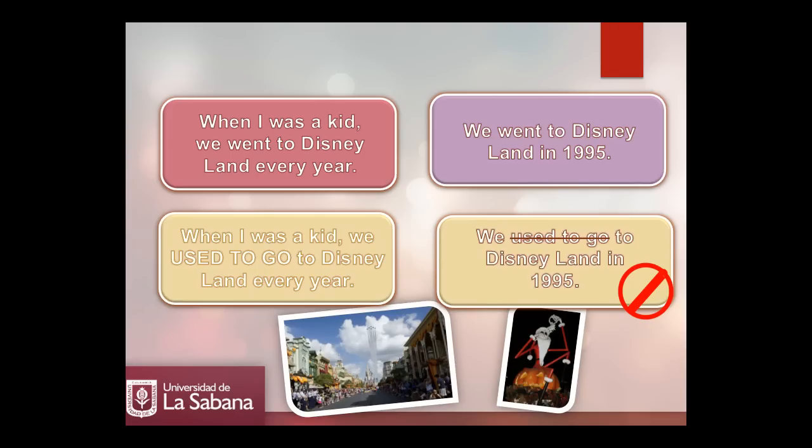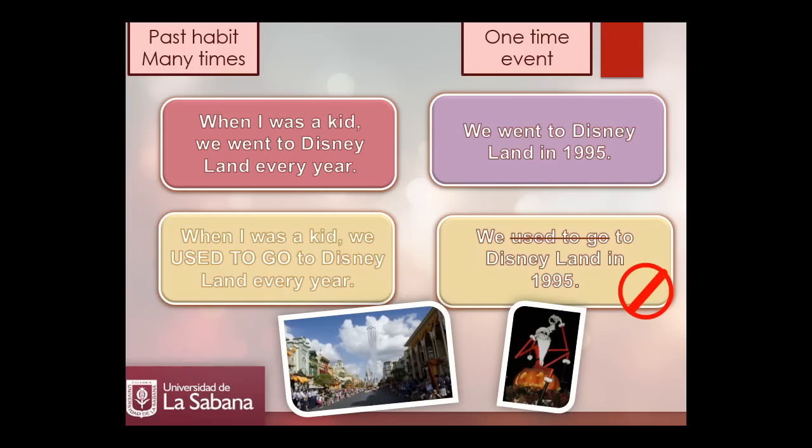Why? Have you noticed the difference between the two sentences? In the first sentence, we are talking about a routine, a habit, something that happened many times, and it happened rather regularly. But in the second sentence, we are talking about something that happened only once in 1995. Used to refers only to past habits and routines, not past events that happened only once.